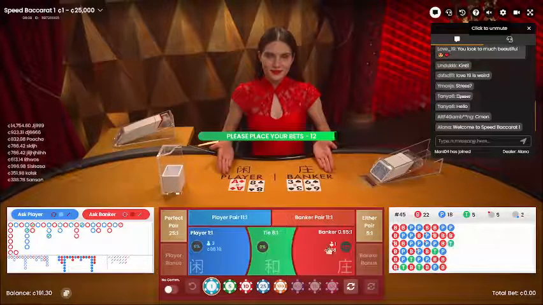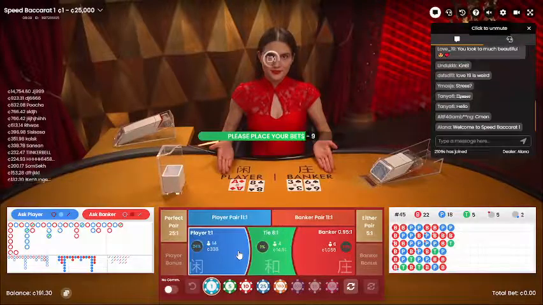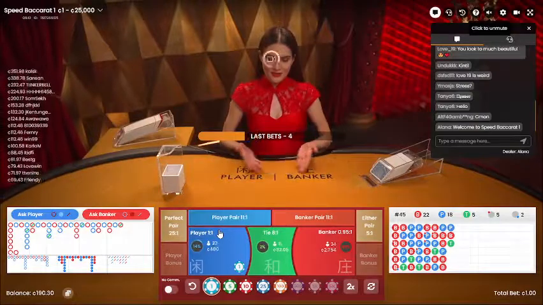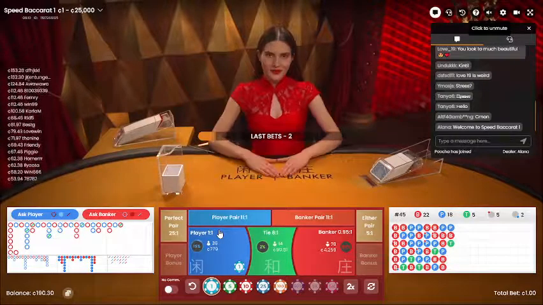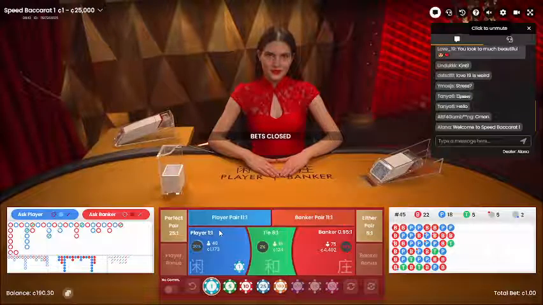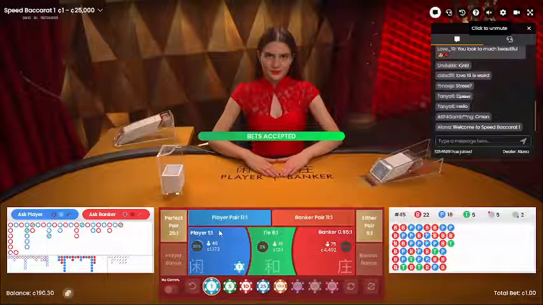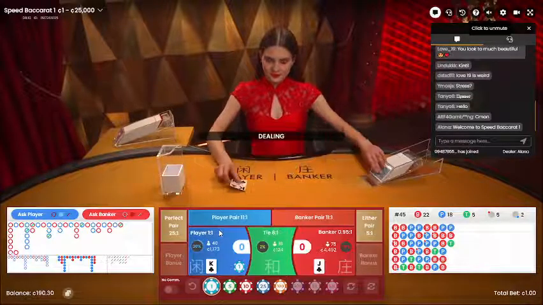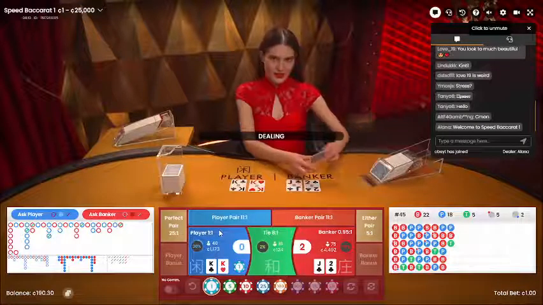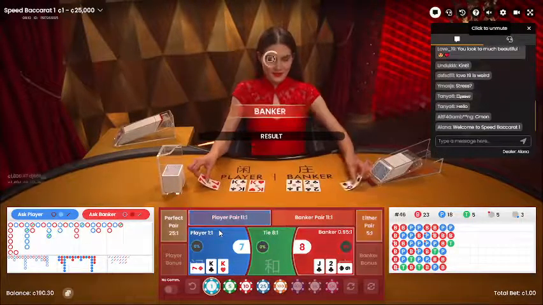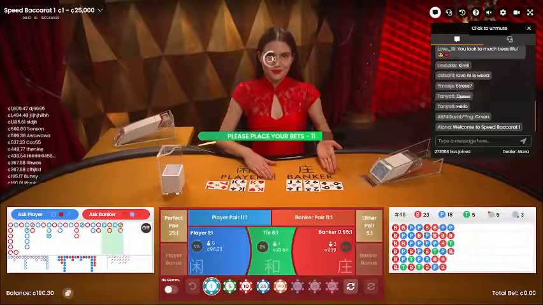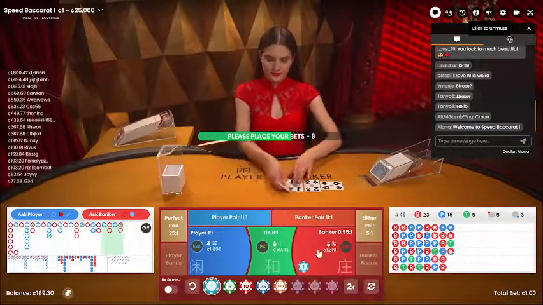Okay, so I'm mixing my strategies together. Let's see what happens. Currently I have about 3 strategies I play, and I try as much as possible to mix them together, playing my sections to avoid as much as possible the casino tracking my bets.